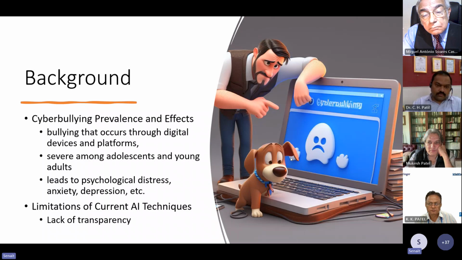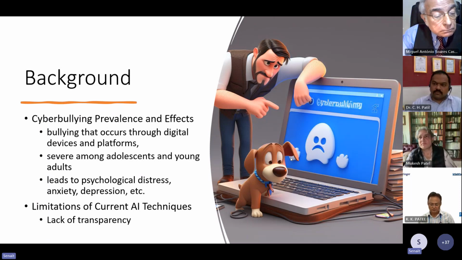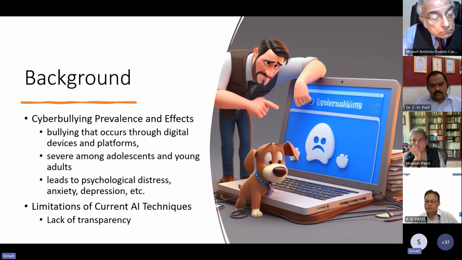Moving on to the technological front, AI-based detection techniques have been developed as a means to identify and mitigate cyberbullying. However, those methods are not without limitations. Traditional AI models, while effective in some respects, often lack transparency in how they make decisions. The opacity can lead to issues in reliability and accountability, crucial factors in sensitive applications like cyberbullying detection.